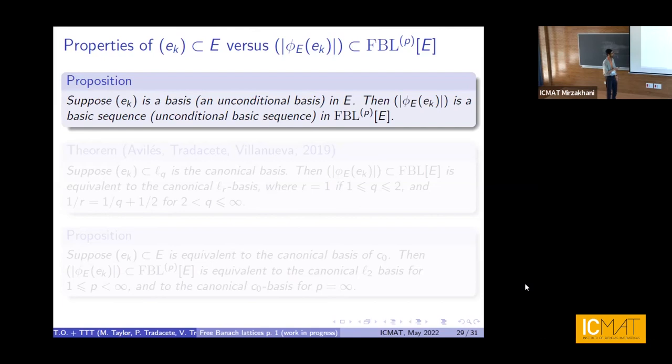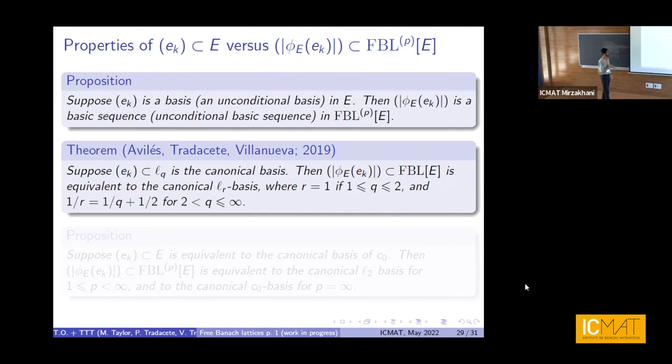Well, the question is, if we start with some nice basis with known properties, what will we get in the Banach lattices? Well, this question was once again answered in one of the first papers on the topic by Avilés, Rodríguez, and Tradacete, and Villanueva. They showed that if we have, let's say, e_k the canonical basis in l_q, then the moduli of the images in the free Banach lattices will be equivalent to the canonical l_r basis, where r is one when q is between one and two, and otherwise, when q is greater than two, then we have this formula for r.